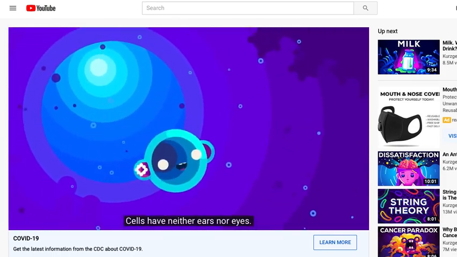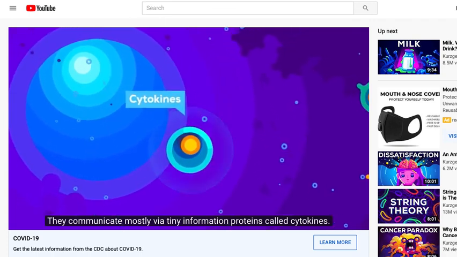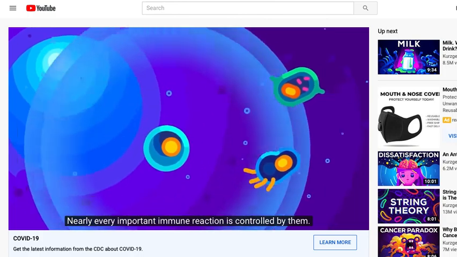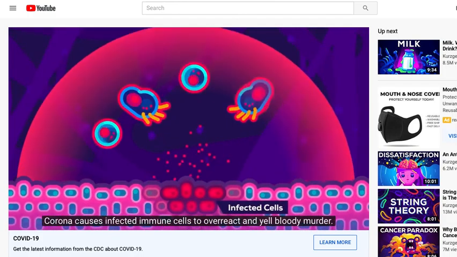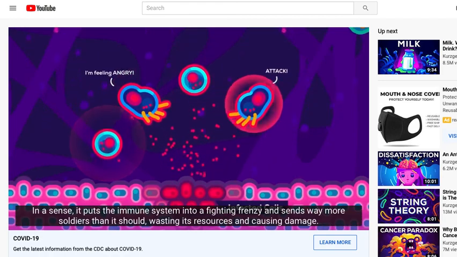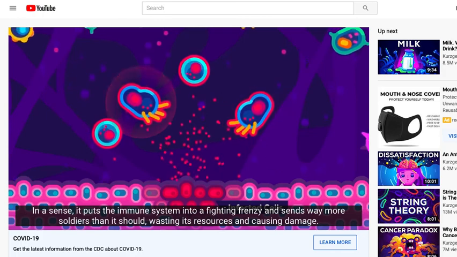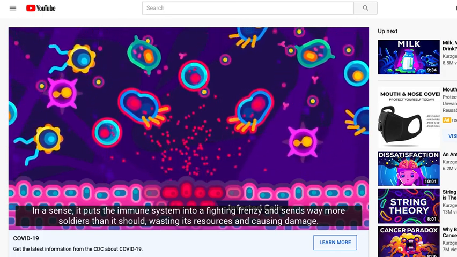Cells have neither ears nor eyes. They communicate mostly via tiny information proteins called cytokines. Nearly every important immune reaction is controlled by them. Corona causes infected immune cells to overreact and yell bloody murder. In a sense, it puts the immune system into a fighting frenzy and sends way more soldiers than it should, wasting its resources and causing damage.